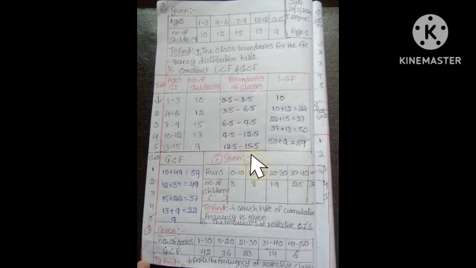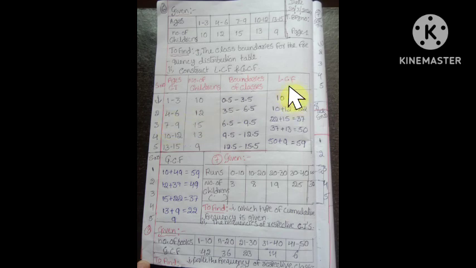This is a very simple method. The other method is to take the upper limit of the first class and the lower limit of the second class: 3 plus 4 divided by 2 equals 3.5. That method is also used, but this is the simple one. Boundaries of classes are over. Next, LCF.